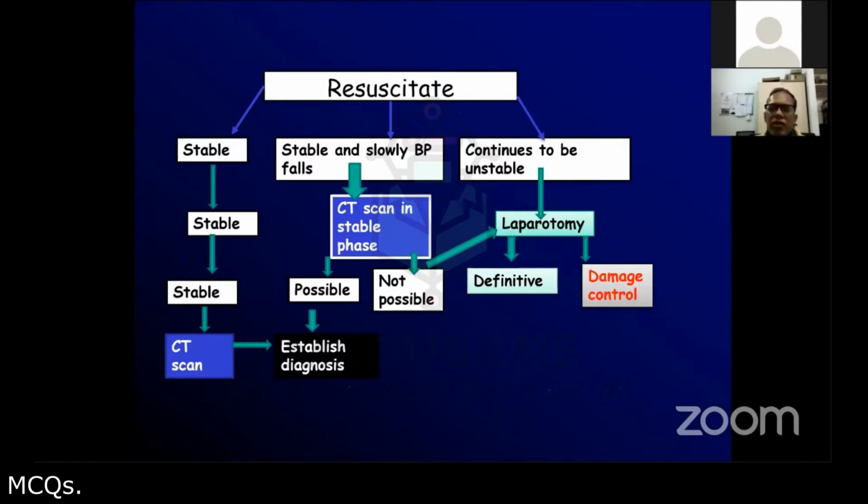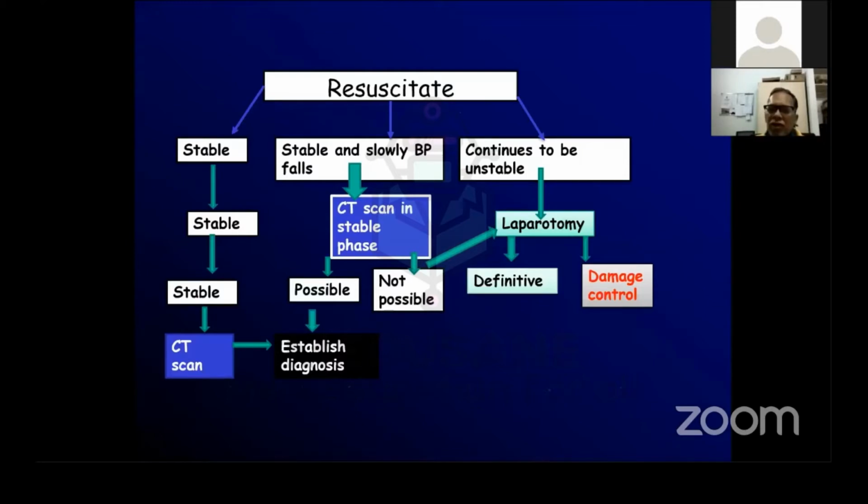And in that scenario, there are two. If the patient is very unstable, do a damage control surgery, which has two connotations. You do a quick surgery for two reasons only. One, control the bleeding. Number two, control the contamination of the bowel content.